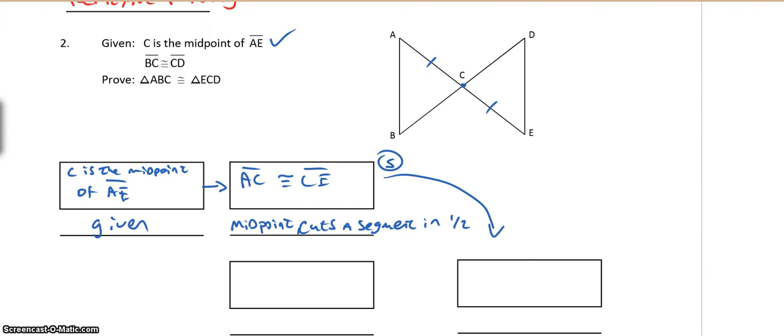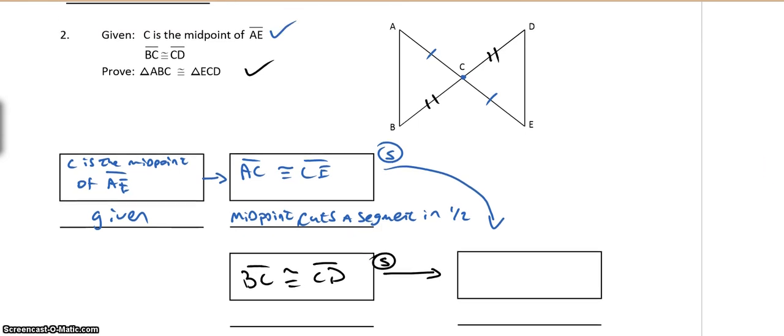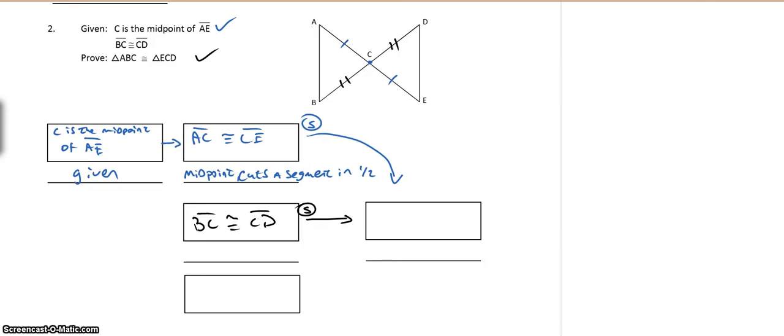Let's go on to my next one, which is BC is congruent to CD. We've proved something congruent. Mark it up, check it off. And here we've proved another side congruent. We're all heading to that conclusion. We're out of givens, so let's look at our diagram and see what we've got here. Now, looking at this, I see I have vertical angles.